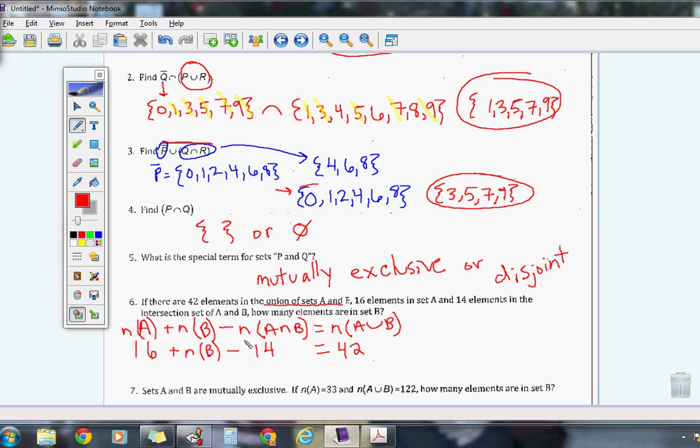Okay, so what do we really have over here? We really have the number of elements in set B. Well, what's 16 minus 14? We're sitting there at 2. Subtract 2 from both sides. The number of elements in set B is 40.